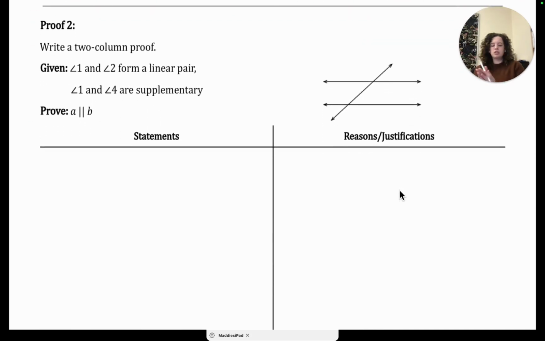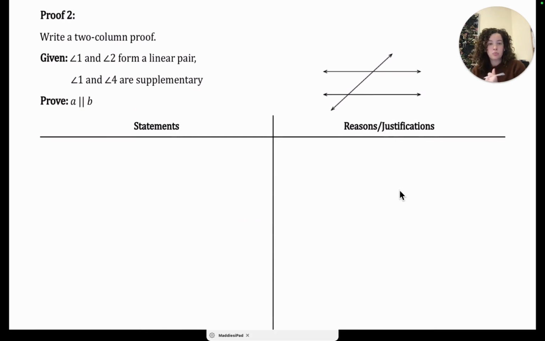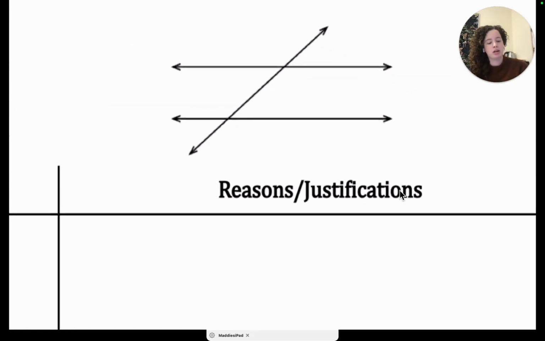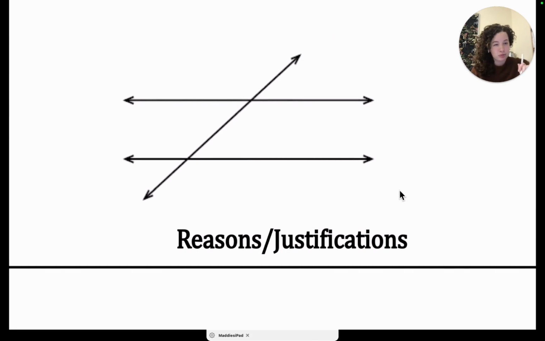All right, last thing, 2-column proof. We are given that angles 1 and 2 form a linear pair and angles 1 and 4 are supplementary, and we are supposed to prove that lines A and B are parallel. Now, before you just go writing whatever you want here and following the same pattern that I usually give, this pattern's a little different. Again, we're following what your book gives me, and I don't know why they changed it like this, but this is A and this is B, all right?